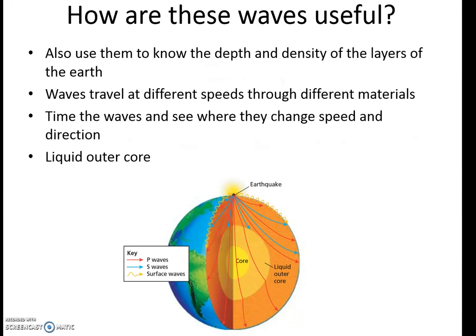Additionally, it helps scientists to know the depth and density of the layers of the Earth, because the waves travel at different speeds through different materials. So for example, the P waves travel at a different speed through the mantle, at a different speed through the liquid outer core, at a different speed through the inner core, and then back out. So that's how scientists have hypothesized that the Earth's inner core is solid. The reason they think that the Earth's outer core is liquid is because, as you see here, the blue S waves stop when they reach the liquid outer core because they can't travel through the liquid metal of the outer core. So this is how these waves are very useful to scientists.